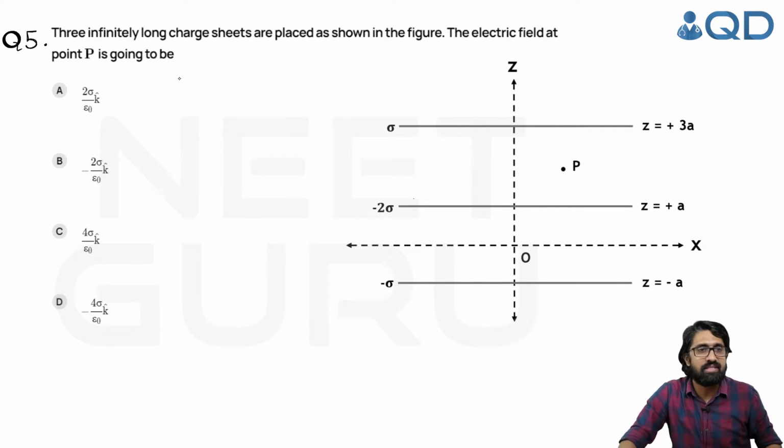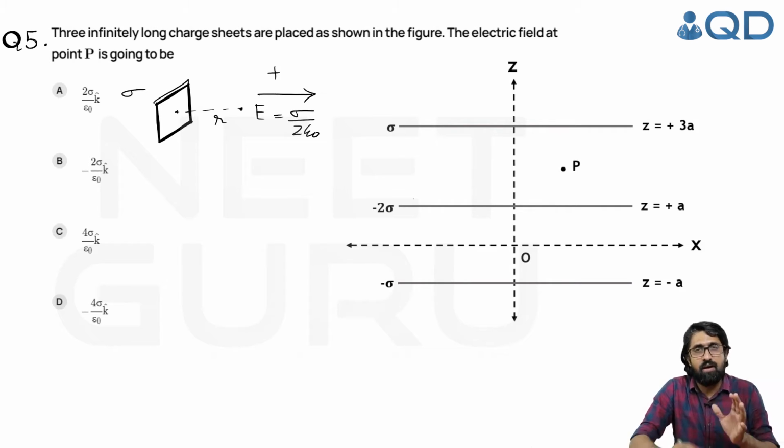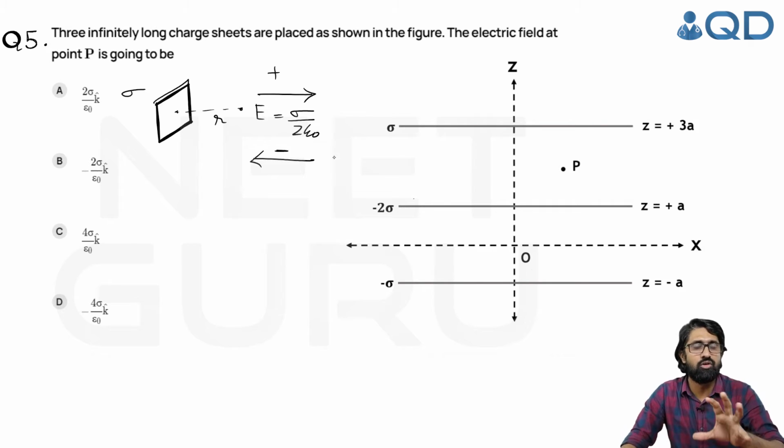The first thing to remember here is that for an infinitely long sheet of charge with uniform surface charge density sigma, the electric field at any point at a separation r from it will be given by E is equal to sigma by 2 epsilon naught, and that is the magnitude of electric field. And if this charge distribution is positive, the electric field intensity vector will be directed away from the sheet, and if the charge is negative on this sheet, the electric field will be directed towards it. So these are things to remember here.